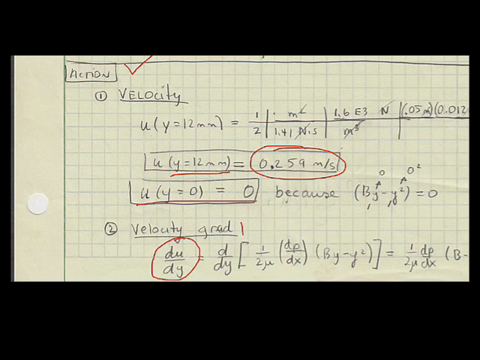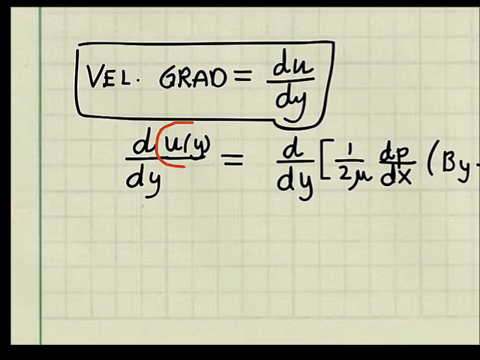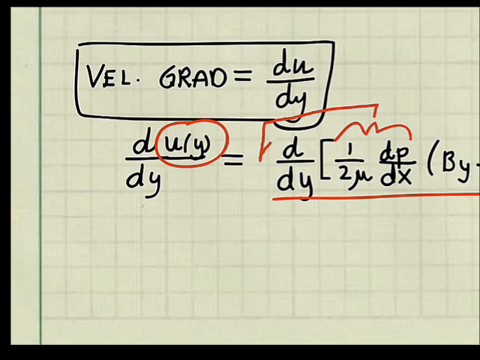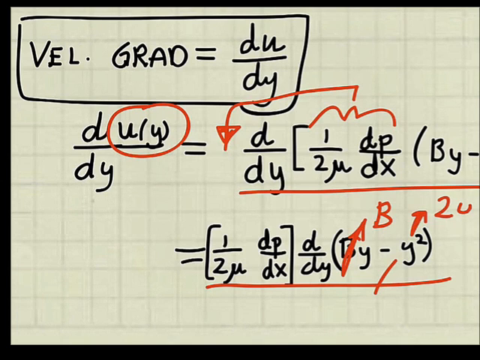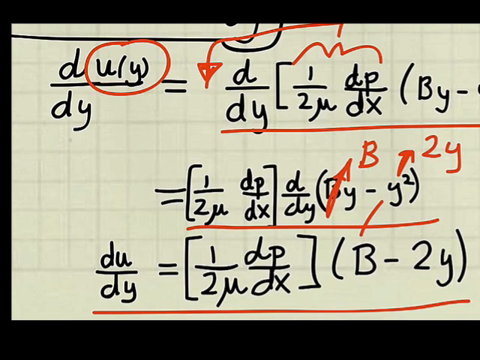Let me show you how to do the velocity gradient. First, I substitute for u of y to get this expression. Then I recognize that these variables are all constant. They don't vary with y, so they can come out of the derivative. Here's my new expression. The derivative of by with respect to y, this term is b, and the derivative of y squared with respect to y is 2y. Let me clean up my expression. Here's the final result for the velocity gradient.